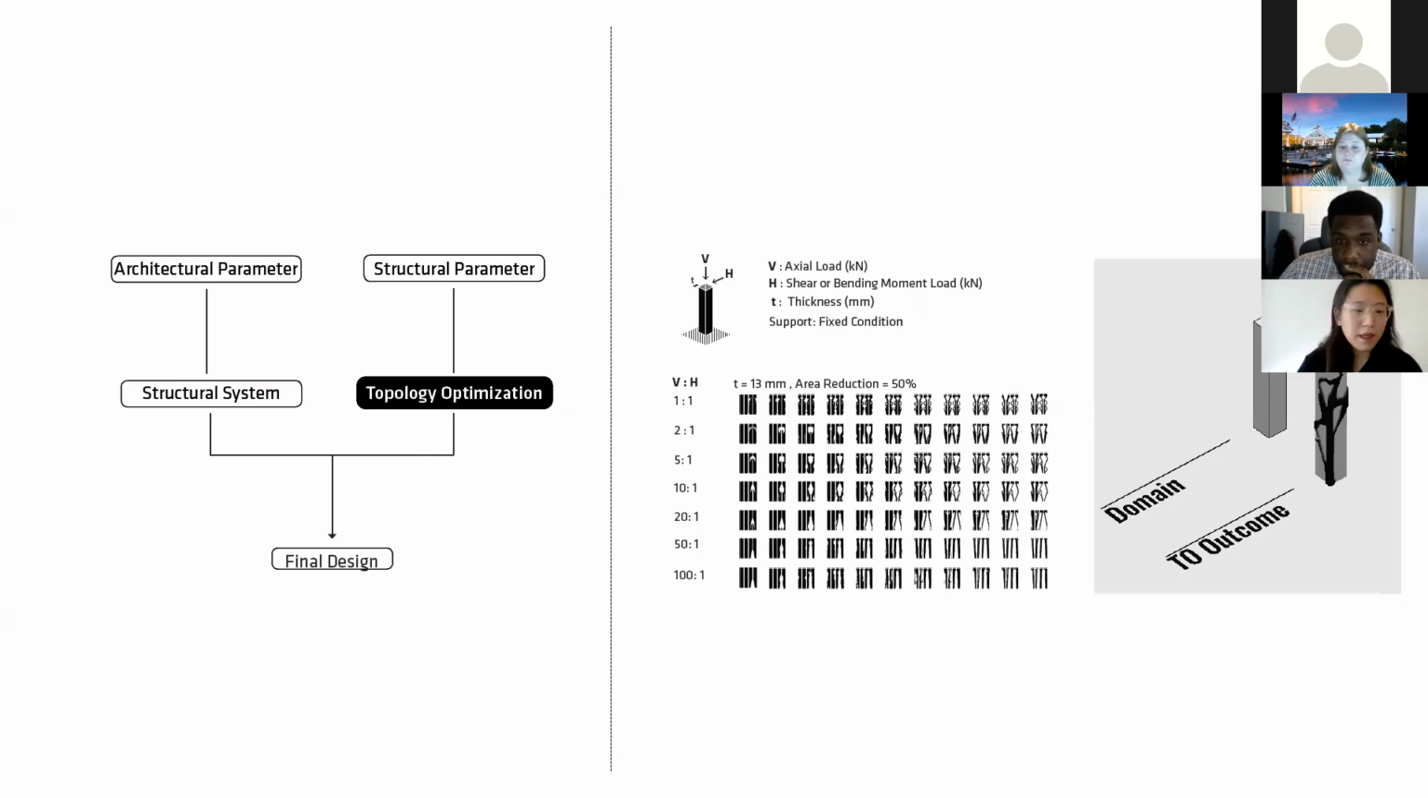And after that, a series of trials were performed to identify the range of forms that could be achieved, and the results were plotted in a matrix based on the proportion between vertical and horizontal forces. And on the right is one such result driven by TO form generation. And this will be carried through in the illustrative example here.